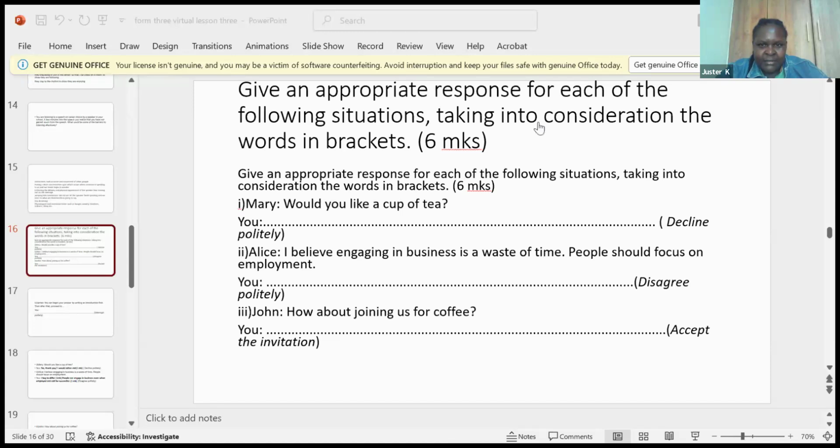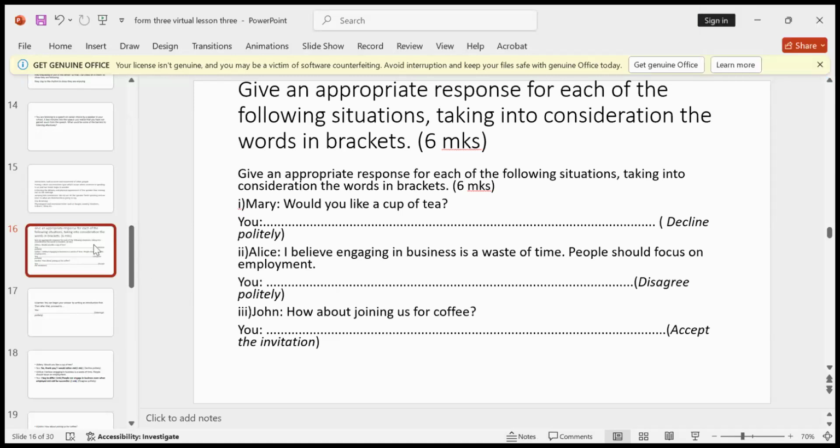I beg to differ. That is a 2 marks question. When you say you beg to differ, you must give your opinion. I beg to differ, but I think focusing on business would be better than employment. Okay. You would like to attempt the third one? Sure.